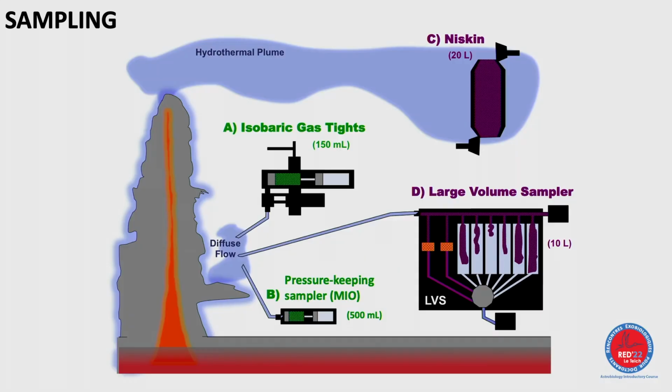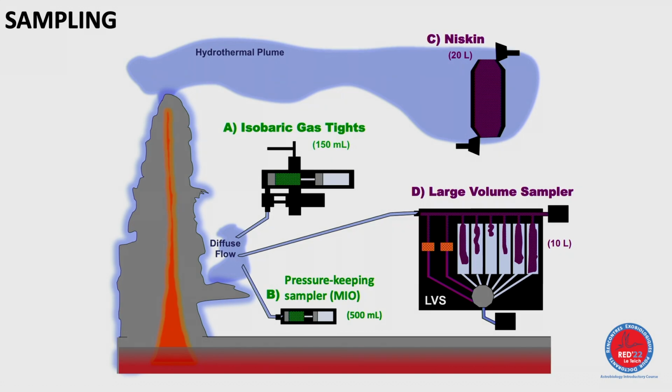So here are all the equipment we use for sampling. In green here, you can find the pressure keeping samplers. And we also use the Niskin bottle and the large volume sampler. It's a sampler developed by Susan Lang to collect a really large amount of fluids, but those ones are decompressed. So we could compare non-decompressed samples versus decompressed samples.